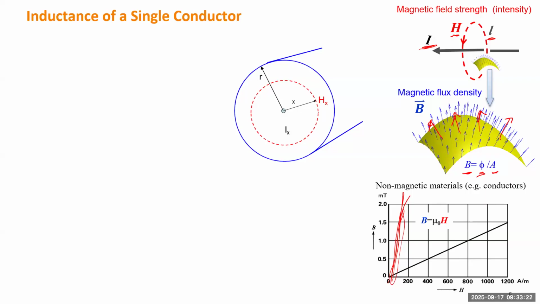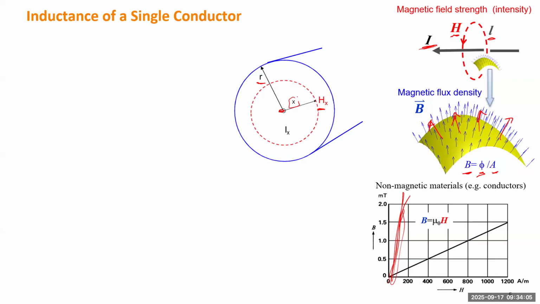We can treat it as a cylinder with the center here, and this is the radius R, and the total current is I. Because we want to study the flux inside and outside the conductor everywhere, we have to make sure we have the formula describing the flux and the flux linkage for any distance to the center. So for instance, we consider this circle at a distance of x to the center. At that point, there will be a magnetic field strength. We call it H of x.